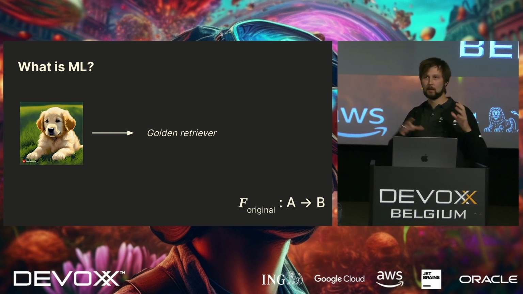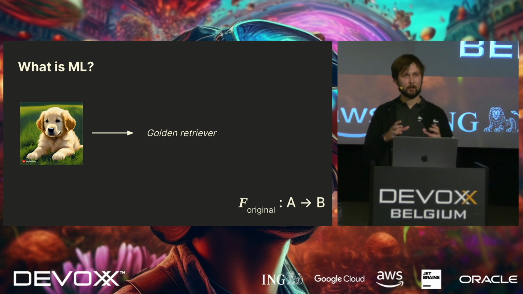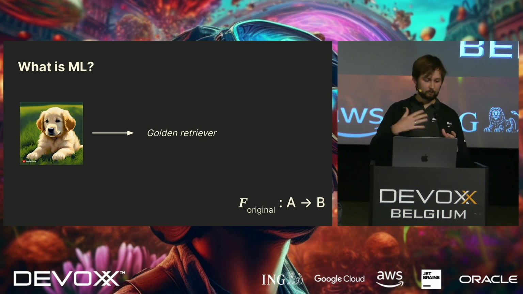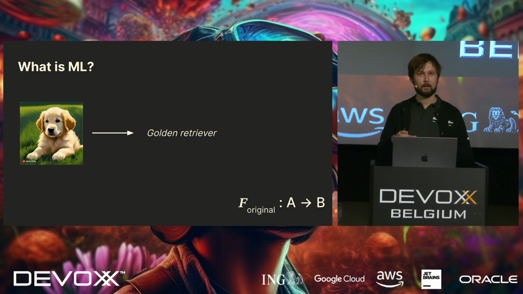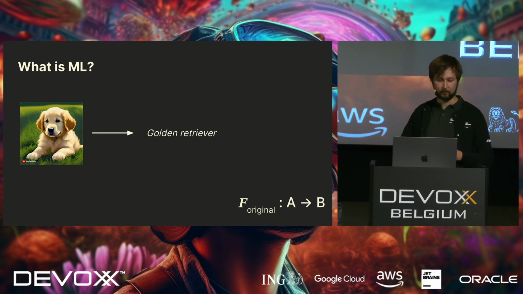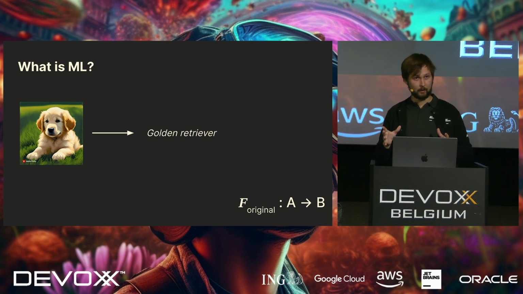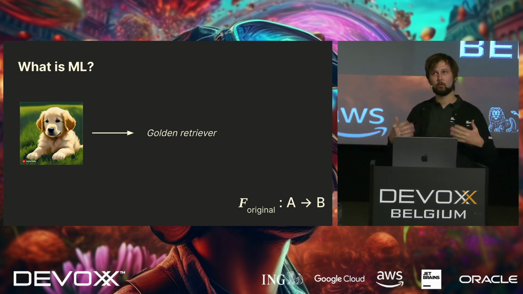We can do some brain research and try to deconstruct the way we are doing it, but it's extremely hard to do, and it's also extremely hard to implement in code. There are no ten ifs, like "if this dog is gold, it's a golden retriever." So it's actually quite hard. And this is the original function that in a lot of cases we would like to implement.